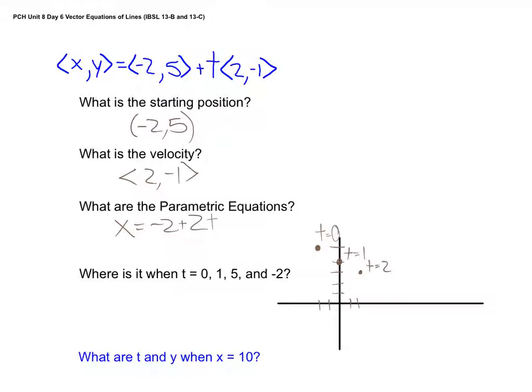All right, Matthew? Y is equal to 5 minus t. All right, y equals 5 minus t. We've got that negative 1 in there for our velocity, so y is 5 minus t. Okay?